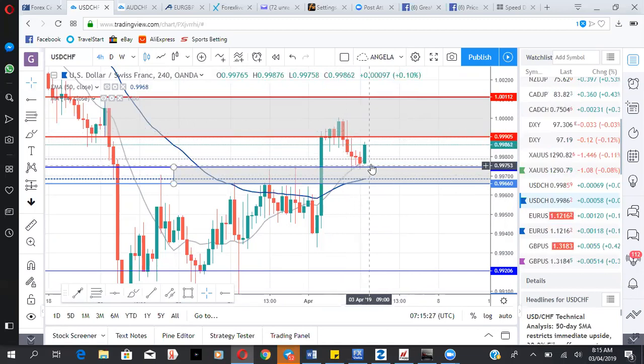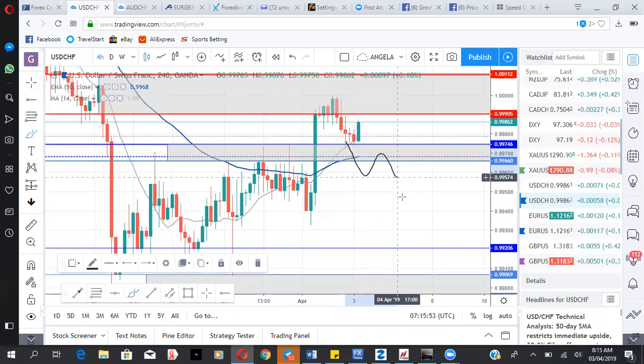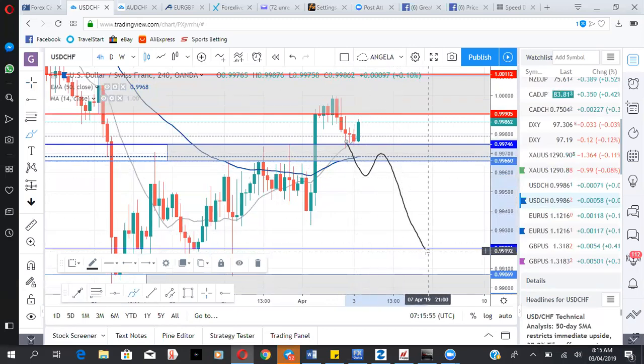So this is now the range. Your first resistance range comes in at 0.9990, and your support range comes in at 0.9974 to 0.9966. Below this lower support level, should we get the close on the 4-hour below this point, you wait for a retest and a move down to this point. So that is the game plan for this pair.